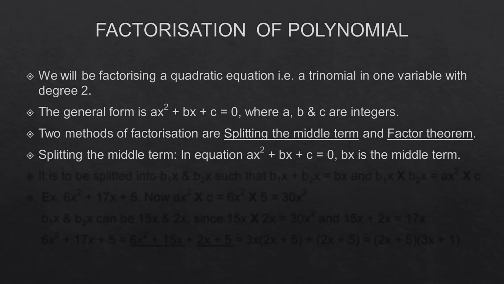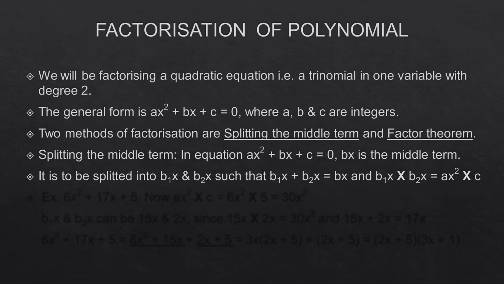In splitting the middle term, the middle term is bx, and bx is to be split into two parts. Here we are taking b1 and b2, so it is b1x and b2x, such that b1x plus b2x is equal to bx, and the product, that is the multiplication of b1x into b2x, should be equal to ax squared into c, as it is shown. Now it will be more clear with the example.